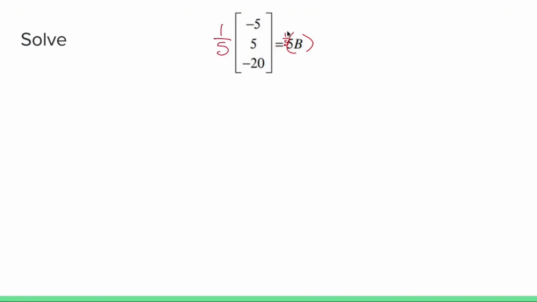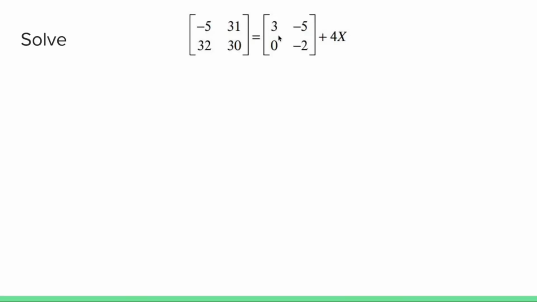Okay, the order for matrices really matters. So if I'm going to get rid of the 5, I'm going to multiply the left side of 5 to get rid of it, which makes the scalar multiplication look a lot better. Now B will be all by itself on the right. This is scalar multiplication. 1/5 times negative 5 is negative 1. 1/5 times regular 5 is 1. 1/5 times negative 20 is negative 4. And you're done.